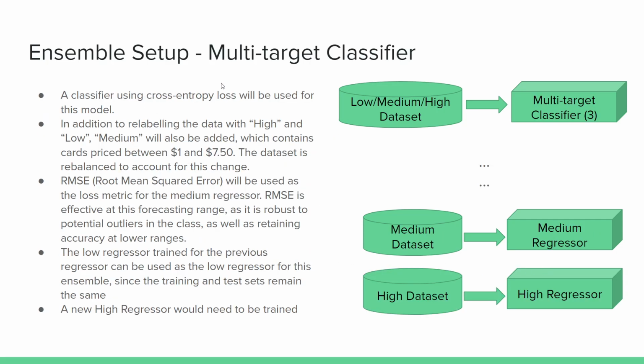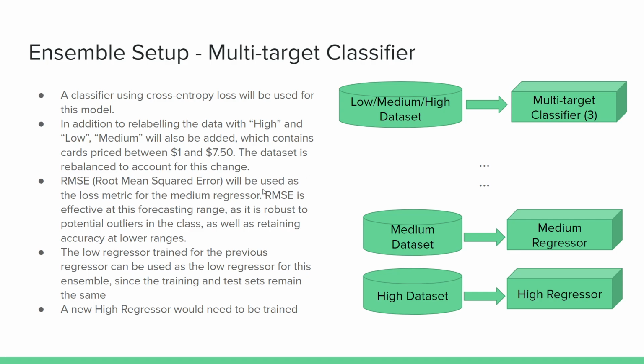For the next one, the three target classifier, in addition to low and high, we have the class called medium, which predicts cards between $1 and $7.50. Because we're taking some cards from the high regressor, we train a new high regressor on cards that aren't shared between this and the medium dataset. Since the low dataset doesn't change, the low regressor can still be used for this multi-target classifier.